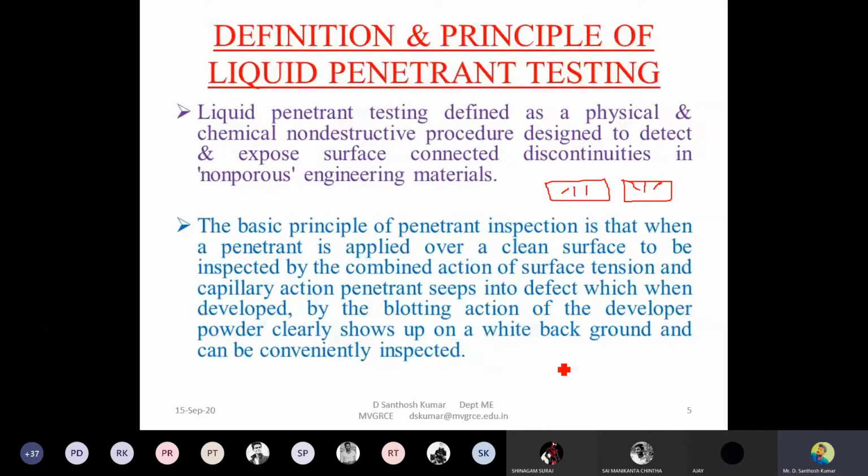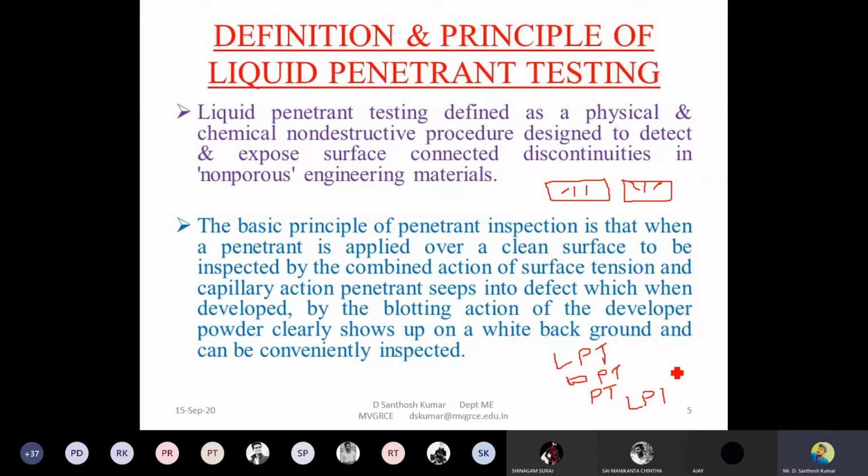So we call it liquid penetrant testing. This is LPT. Otherwise, people call it DPT. DPT is nothing but dye penetrant testing. Sometimes it is called only PT. PT is nothing but penetrant testing. Otherwise, it is called LPI. LPI is nothing but liquid penetrant inspection. There are different names. Usually they are using those.